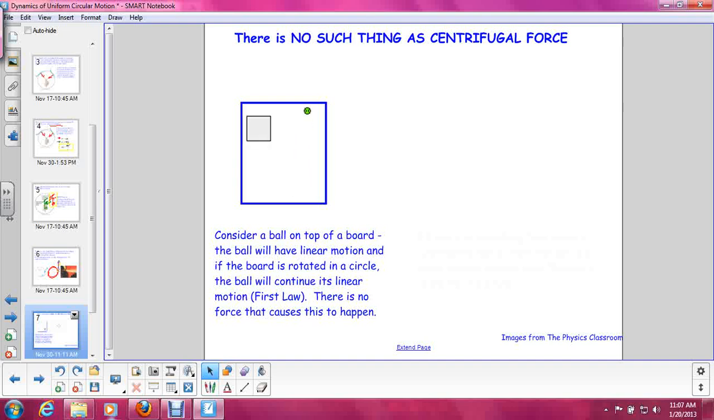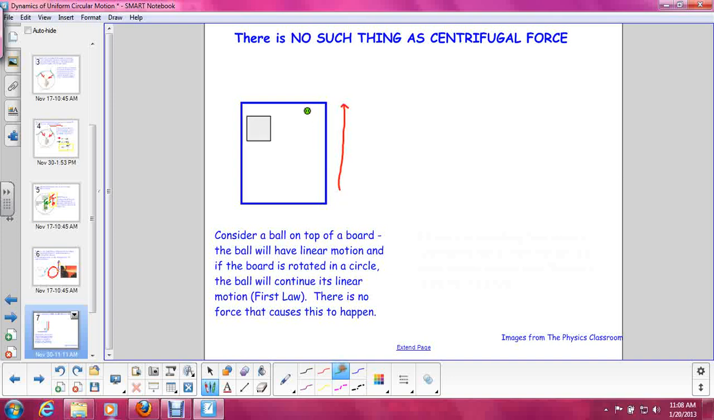Again, I am going to beat this into you because it is a very, very important point. There is no such thing as centrifugal force. If we consider a ball on top of a board, the ball will have linear motion when the board moves forward. And if the board is rotated, the ball will continue its linear motion. So the ball is going this way, and it still goes that way because of its inertia.